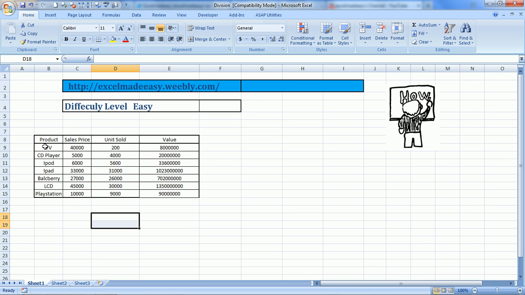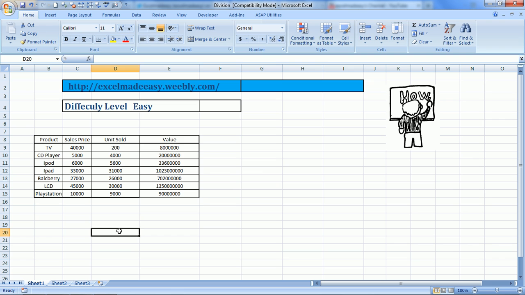These are the names of products: TV, CD players, iPod, beautiful thing, iPad, BlackBerry, my favorite. LCDs, my wife is not allowing me to buy one. PlayStation, beautiful thing. Well, these are the individual prices of these products. We have taken just examples. These are the units sold, and this is the total cumulative value. We have multiplied sales price with the units sold, so we get the total value.